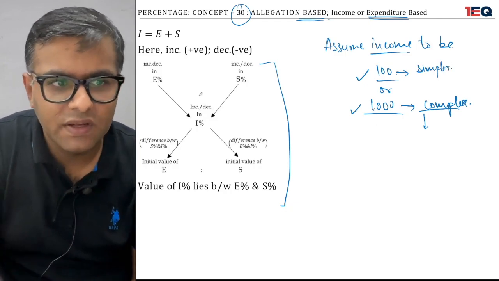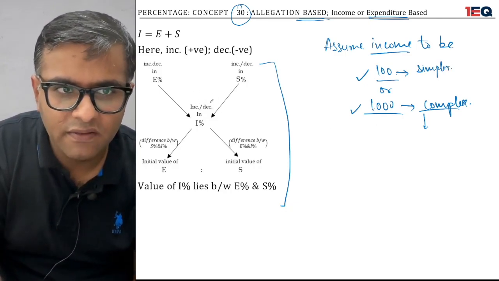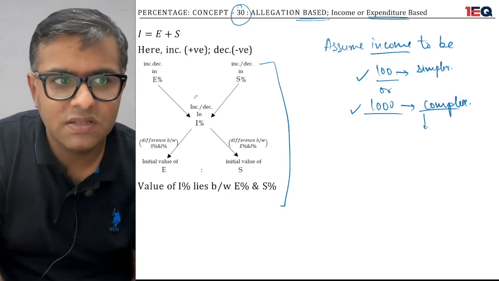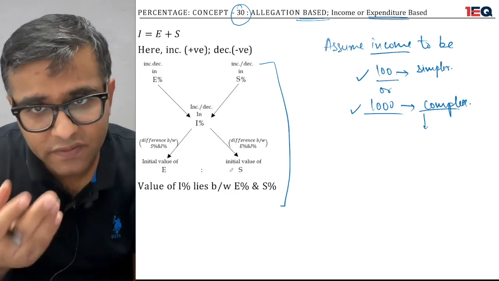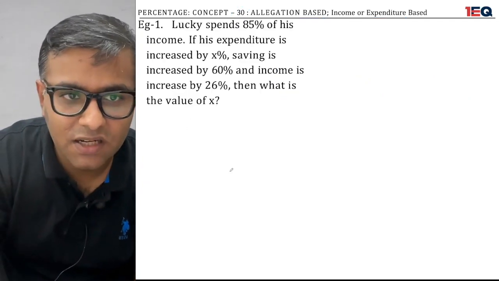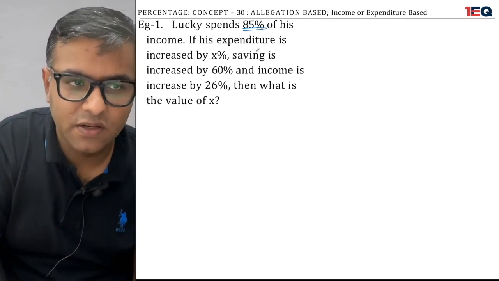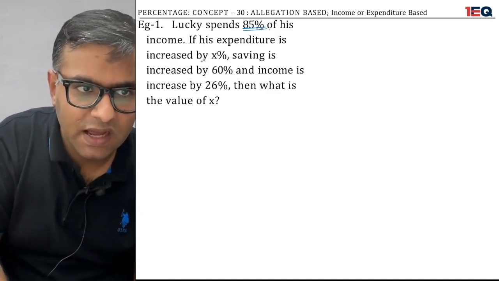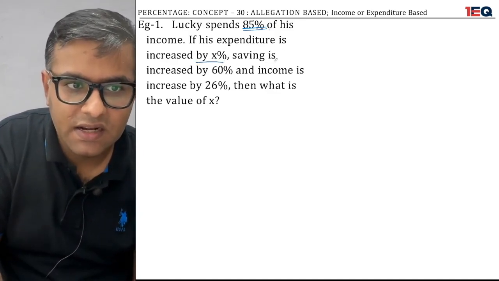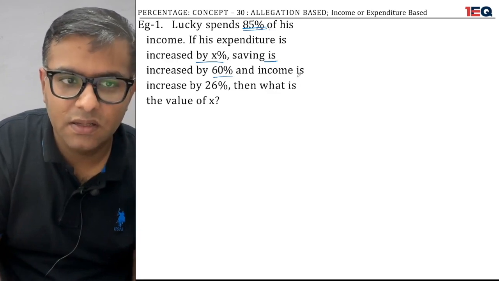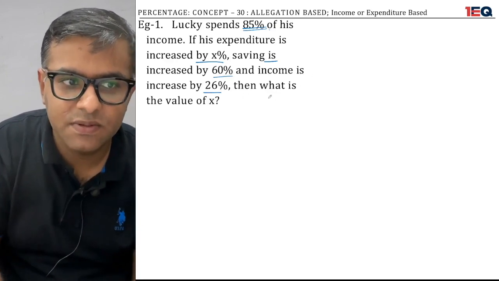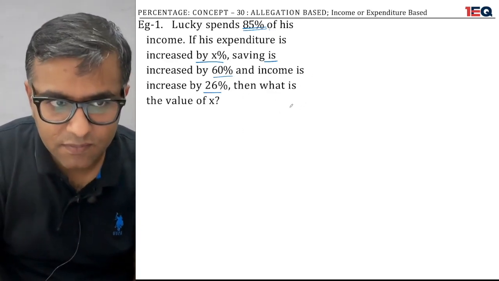For the ones who understand allegation pretty well, this is the allegation based concept, but I will help you solve it without even using allegation. Just see it once. Lucky spends 85% of his income. If his expenditure has increased by some percentage, saving has increased by 60% and the income is increased by 26%, what is the value of X?